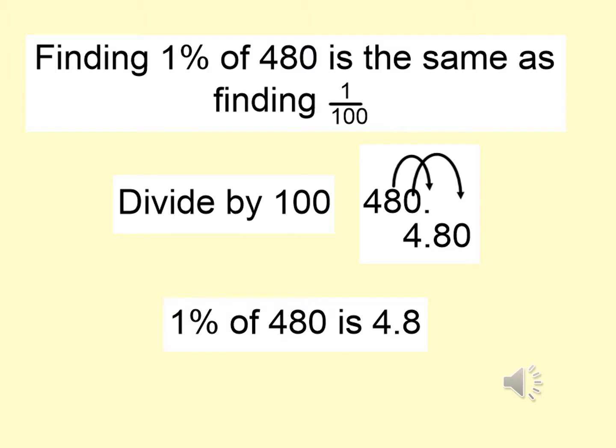See if you can find 1% of 480. Finding 1% of a number is the same as finding 1/100th. To find 1/100th, we simply divide by 100. And you can see I've divided 480 by 100 by simply moving the digits 2 places around the decimal point to make the whole number 2 places smaller. So 1% of 480 is 4.8, or 480 divided by 100.